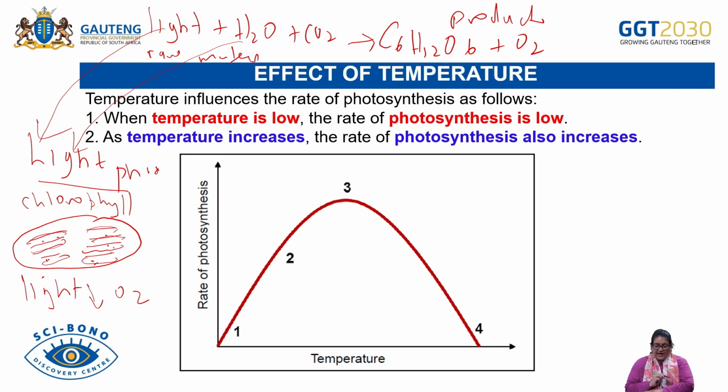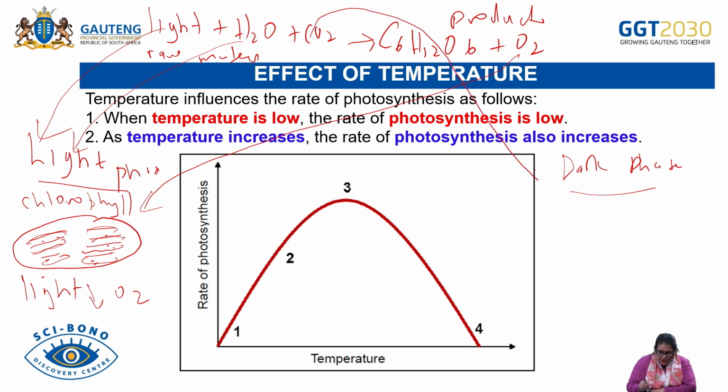Right. So now, which one is going to be given off as a product in the light phase? It's going to be oxygen. Which means now in the dark phase, which of the raw materials are we going to be using? We're going to be using CO2 in the dark phase.